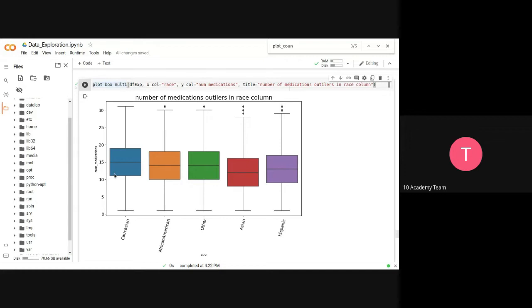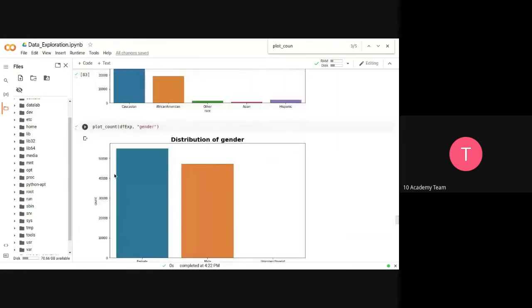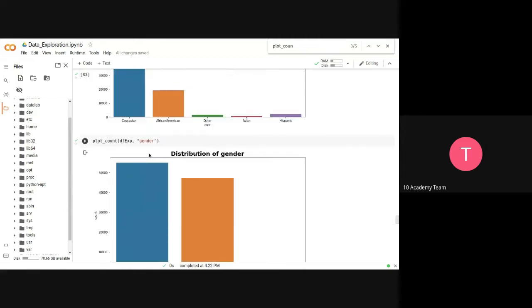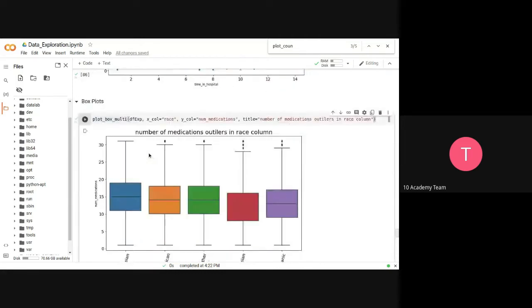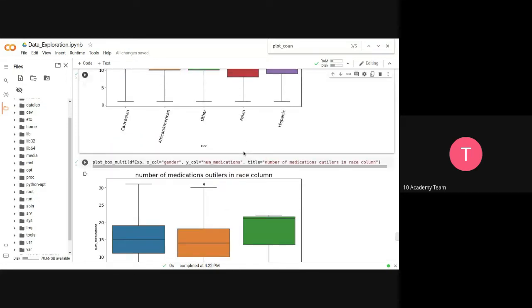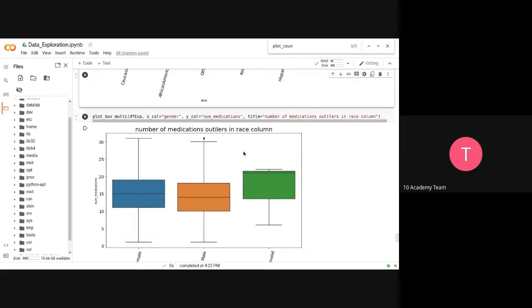But you can see, if you go back over the distribution of the race, we actually had a lot more Caucasians than any of the other races available. And so if race was not actually taken into consideration, all of the number of medications that were provided might have also been in the normal range, and that might end up being something to look at.